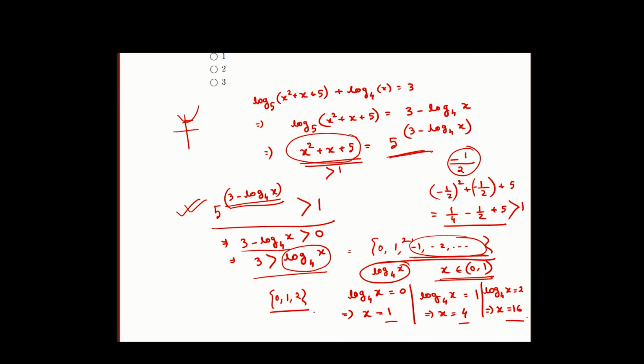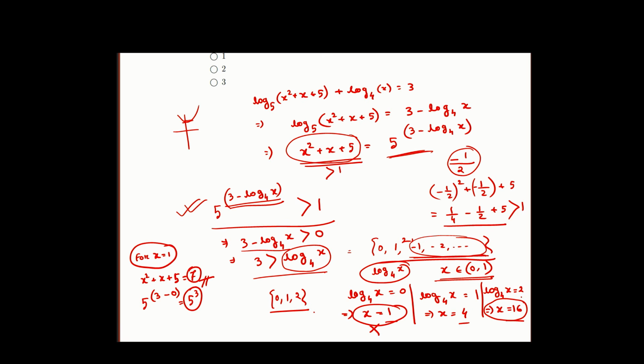Now let us substitute and see what happens here. So for x equal to 1, x square plus x plus 5 will be 7, which is the left hand side. But the right hand side is giving 5 power 3 minus 0, so this is 5 cube. So clearly these two are not equal. So x equal to 1 cannot be the case, so we'll cancel this. Now see what happens for x equal to 16. At first we are checking for the extreme values.